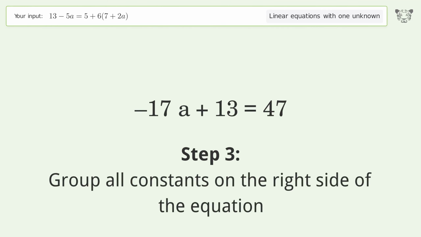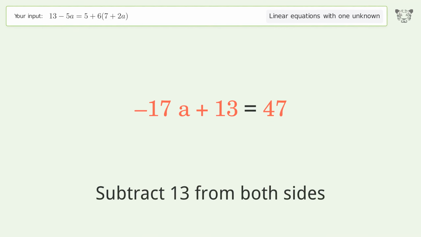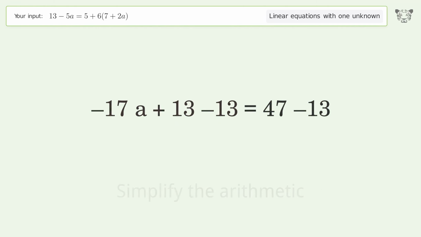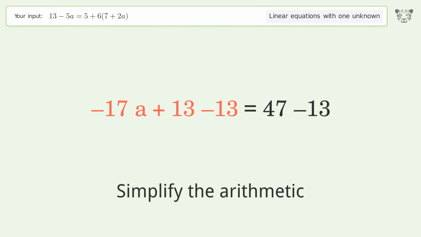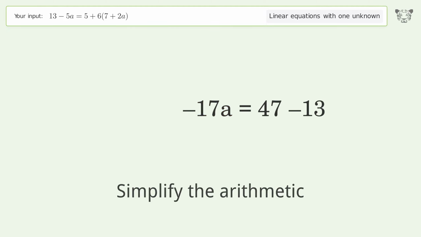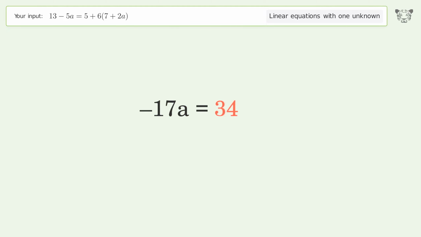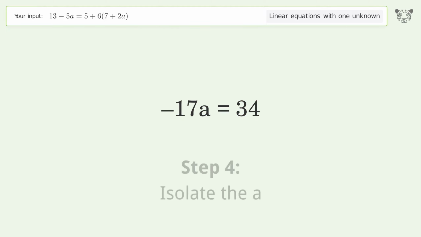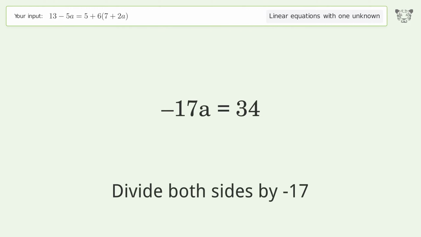Group all constants on the right side of the equation. Subtract 13 from both sides. Simplify the arithmetic. Isolate the a. Divide both sides by -17.